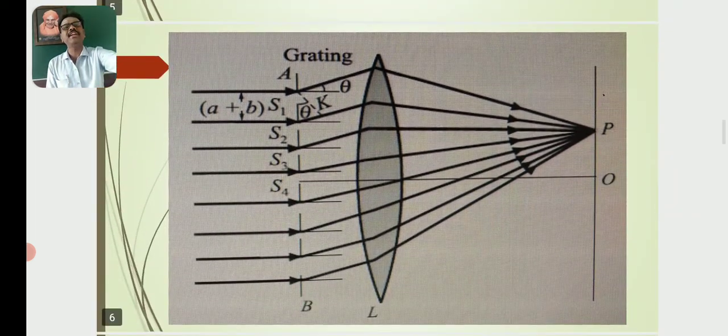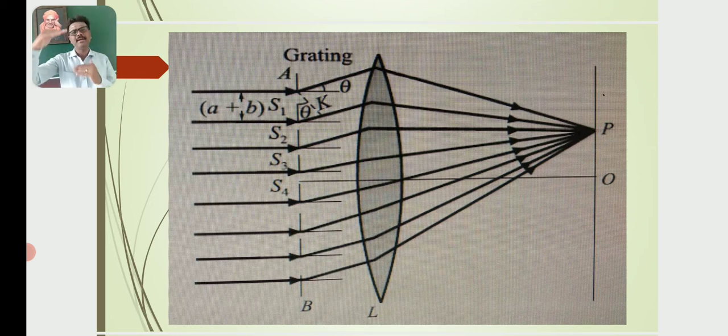Now you see the grating, a portion of a grating consisting of a number of slits, where AB is the section of the grating. Between A and B there are a number of opaque and transparent spaces. Let a be the width of the transparent space and b be the width of each opaque space. So the system consists of a number of slits S1, S2, S3, S4.